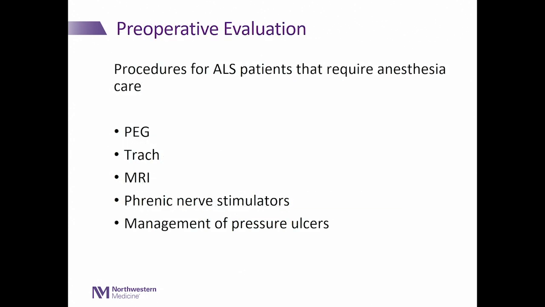ALS patients often require procedures that help improve their quality of life, the most common one being a G-tube placement. Other procedures include tracheostomy placement, MRIs, placement of phrenic nerve stimulators, and surgical management of pressure ulcers.